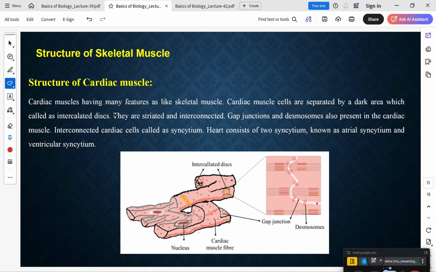Cardiac muscles have many features like skeletal muscles. They are striated in nature. They have a similar banding pattern, but in case of cardiac muscles, they are separated by dark areas which are known as intercalated discs. They are connected to each other. So as a rough view, a sarcomere will look something like this, whereas a cardiac muscle fiber, because of the connections, will look something like this. Interconnected cardiac cells are called a syncytium. The heart consists of two syncytiums, atrial and ventricular.